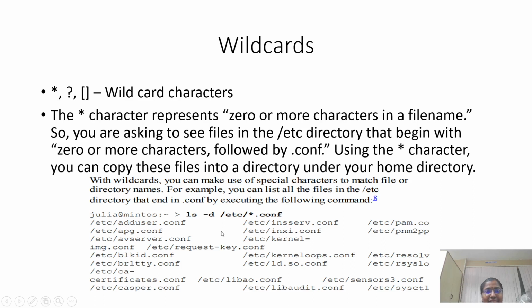So you can see this: ls -d /etc/*.conf. What are the files starting with zero or more characters and ending in .conf? They will be displayed. So what are the files under the etc directory with the .conf extension? They will be displayed. That is zero or more characters in your file name, which is represented by the star character. Here ls denotes list, and -d is an option. Under the root, under the etc directory, all the files denoted by star with the extension conf will be displayed.